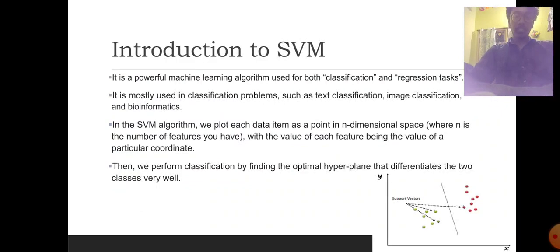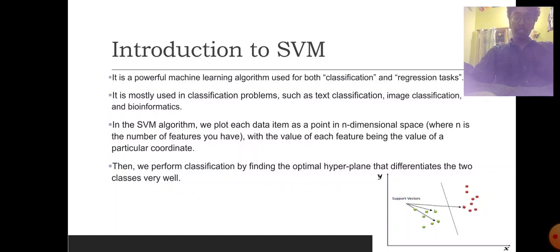So, introduction to SVM. It's a powerful machine learning algorithm used for both classification and regression tasks. It is mostly used in classification problems such as text classification, image classification, and bioinformatics.